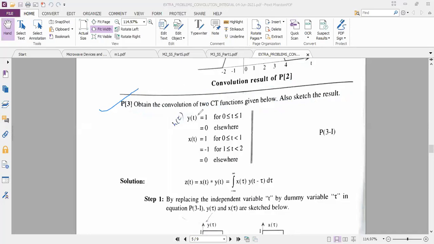So here y of t is equal to 1. They have mentioned the range. It is between 0 and 1. And x of t they have given, so this is a unique problem. I will tell you why it is unique later. X of t is equal to 1 between the range 0 and 1, and x of t is equal to minus 1 between the range 1 and 2.